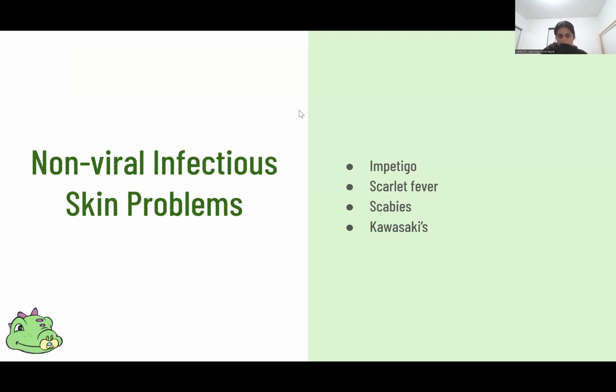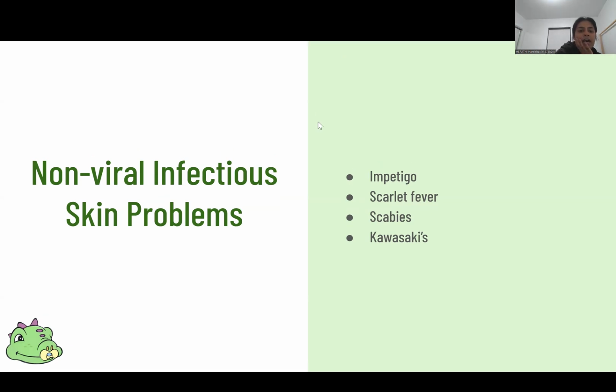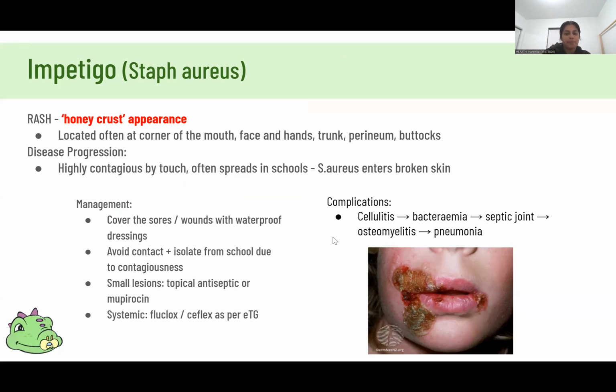So, non-viral skin infections. We're mainly talking about bacterial infections. So impetigo, caused by Staph aureus, they'll describe it as having very much this honey crust appearance. It's usually caused when people get cracked lips and things, and a Staph aureus infection gets in there and then causes impetigo.